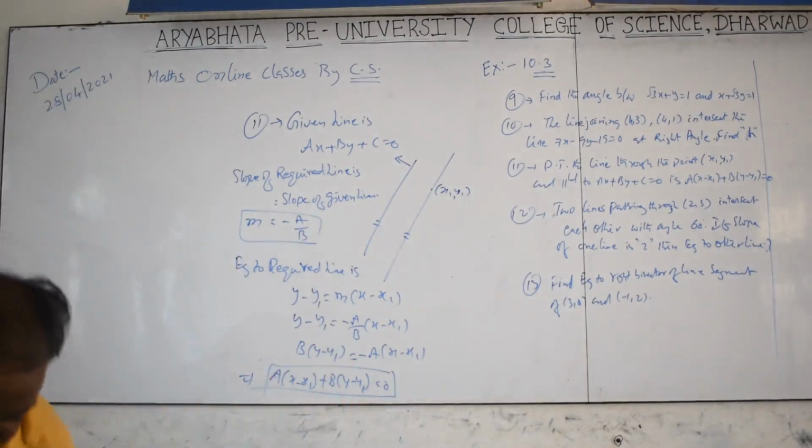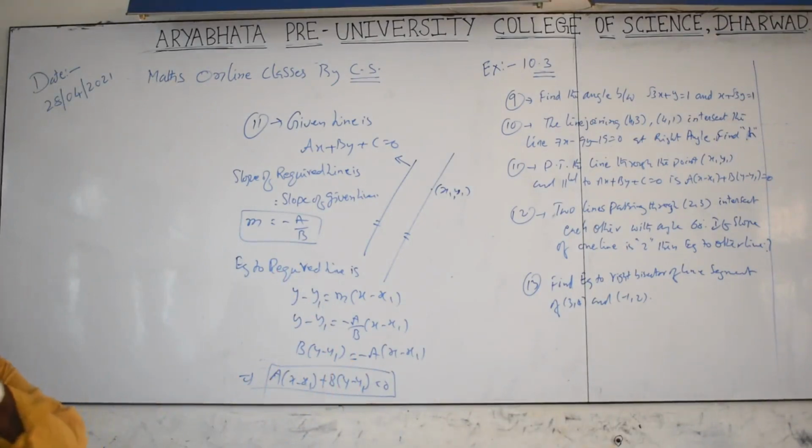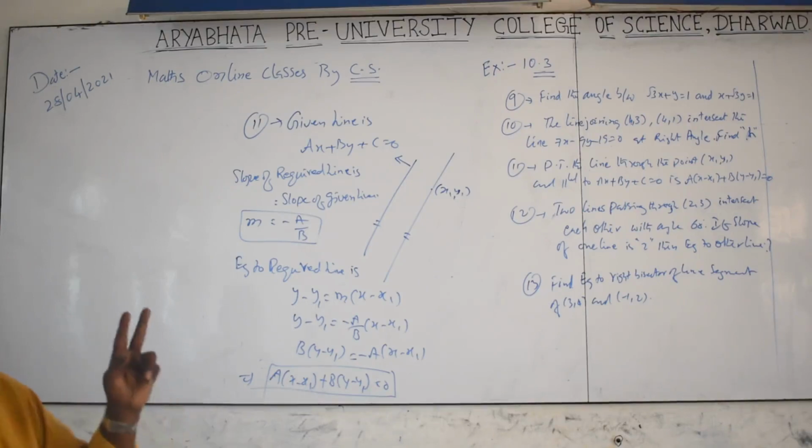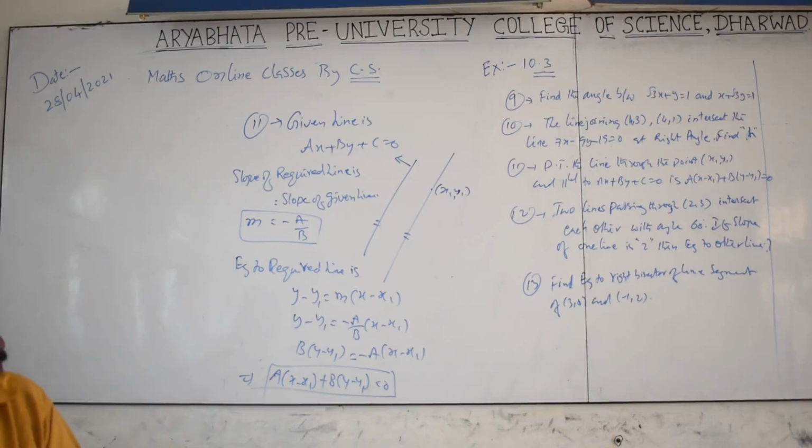Just one minute. Observe, now the 12th problem. Two lines are passing through a point (2, 3) and intersect each other at an angle of 60 degrees. If the slope of one line is 2, then find the equation of the other line.